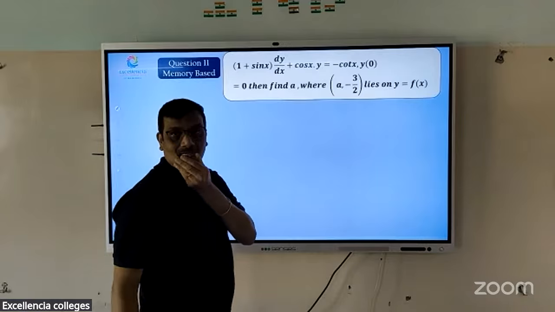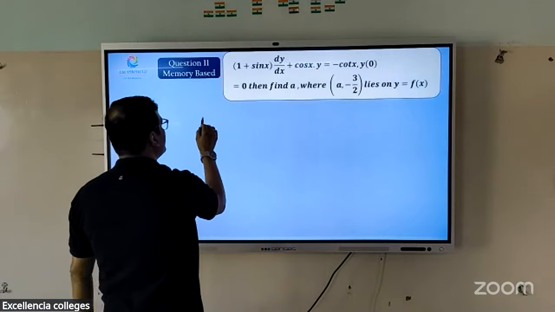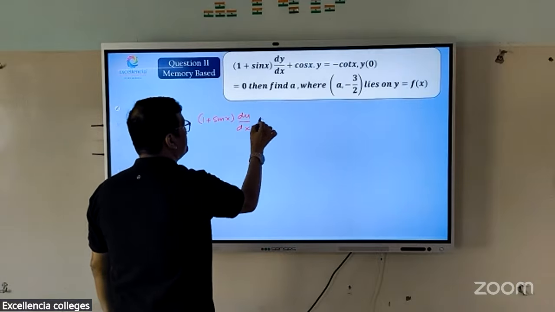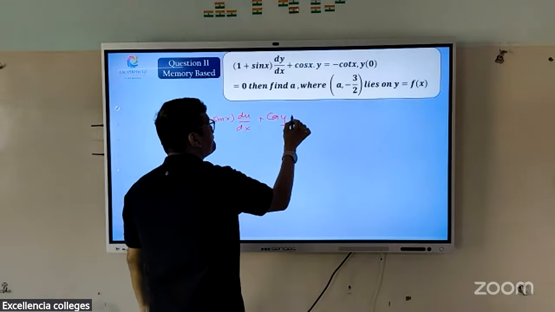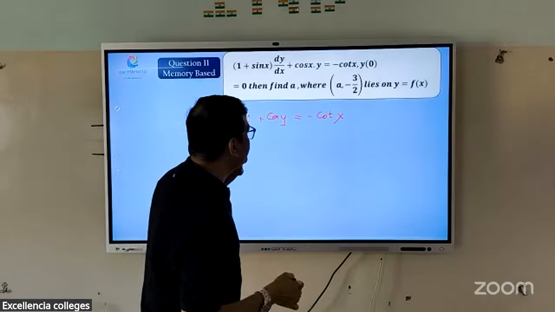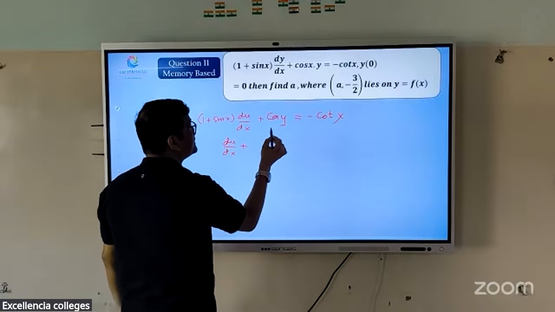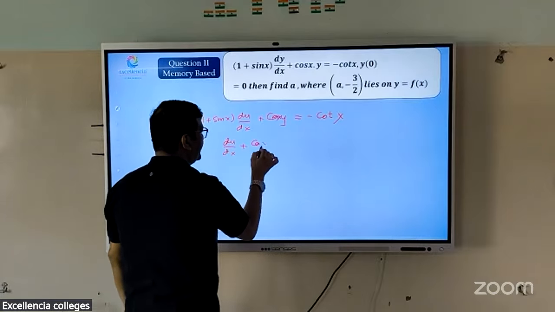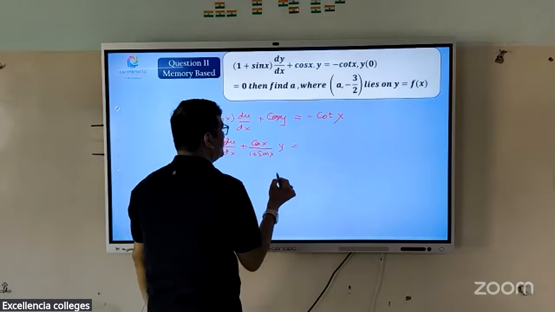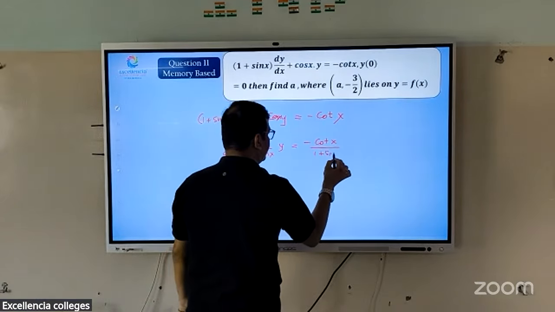Simple differential equation, not at all difficult. That was there. So it is (1 plus sin x) dy by dx plus cos x y is equal to minus cos x. I feel it's cos, but anyway, that is dy by dx plus cos x by 1 plus sin x into y is equal to minus cos x.